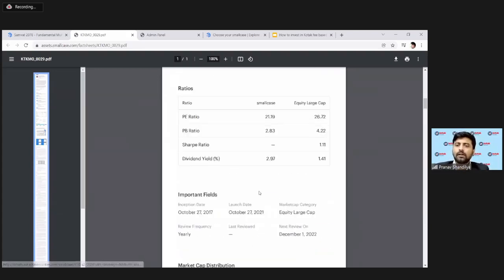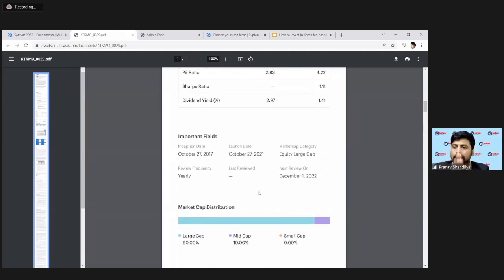Now, coming to one of the most important queries. This query usually comes to our desk more often. What exactly is a rebalance? So before we understand that, we now know that a Kotak basket is nothing but a set of stocks which is based on a particular strategy. Now, this strategy can be a variety of strategies.